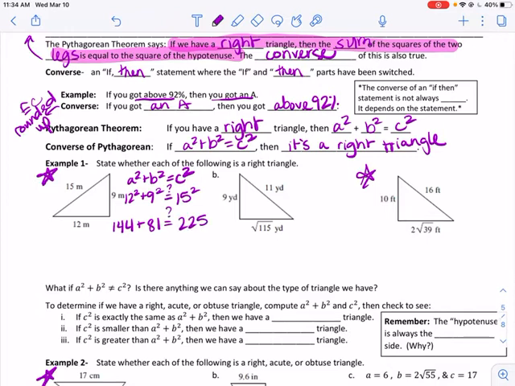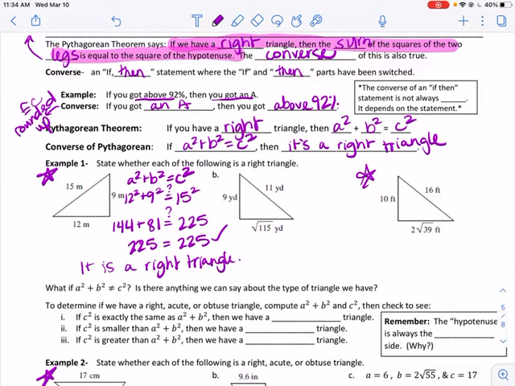We still don't know if these are equal. Now we want to know, does 144 plus 81 equal 225? And it does. Those two are equal. So we're going to say, yes, it's a right triangle. Oh, we're just going to say it is. It doesn't ask, is it a right triangle? It is a right triangle.